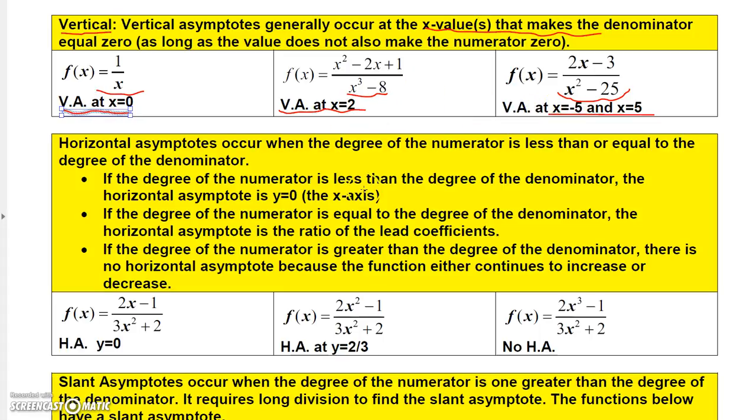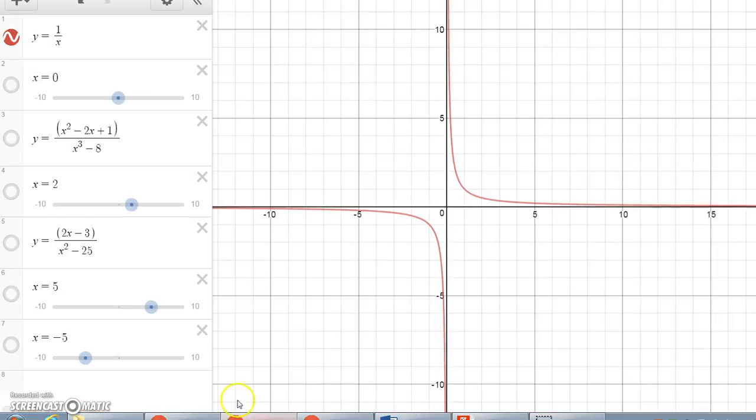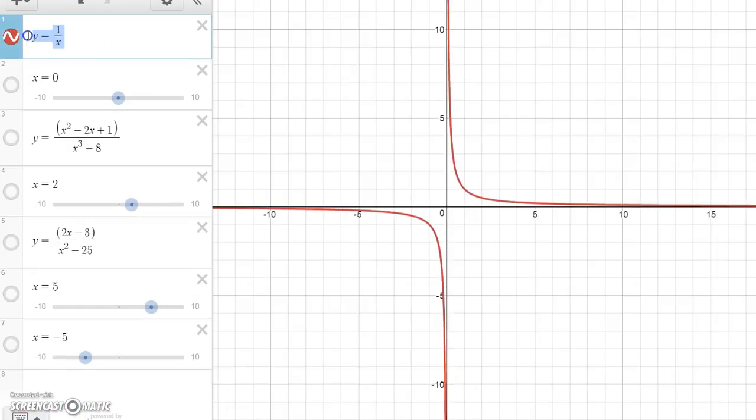Now, let me show you these on the graph, and I'll show you the vertical asymptotes as we look at them. Okay, so here's the graph of 1 over x. Remember I said it has a vertical asymptote. Can you see it there? I've got it black. So there's the vertical asymptote, and that's the line x equals 0.